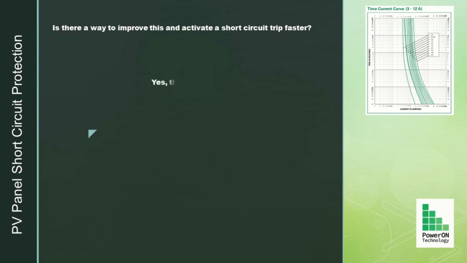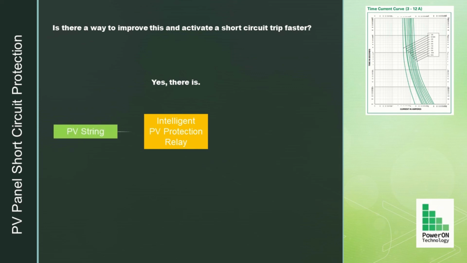The answer is, yes, there is indeed a way to improve the short circuit protection of PV panels. The answer is to use an intelligent PV protection relay. This PV panel protection relay is connected to the output of the PV string, between the PV string and the fuse.